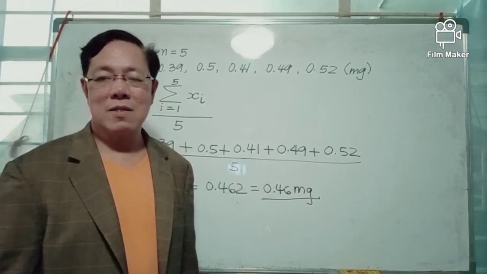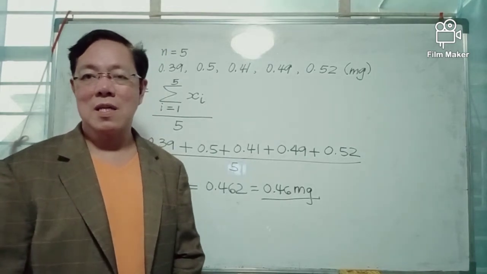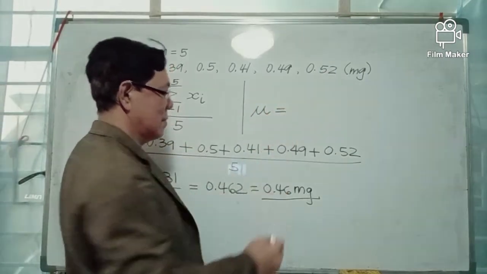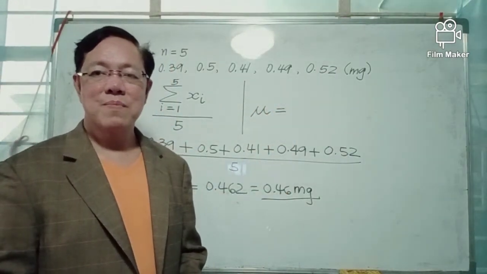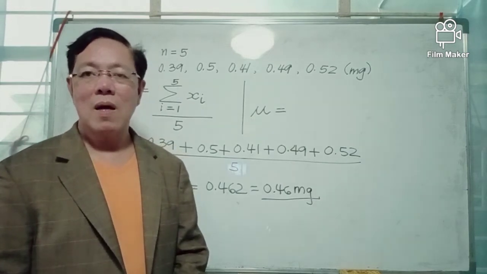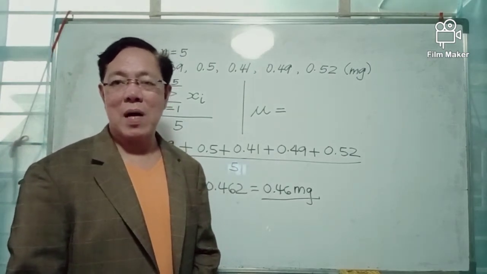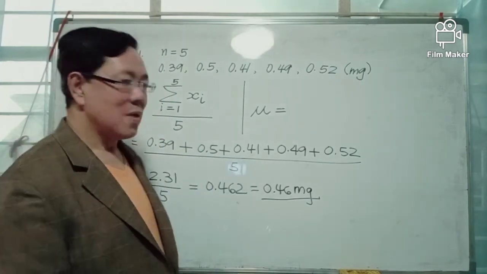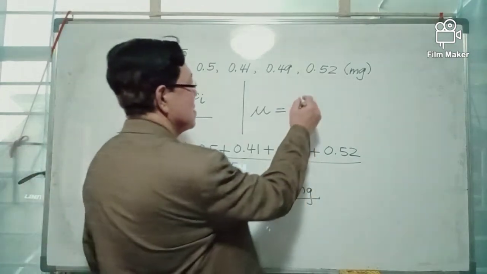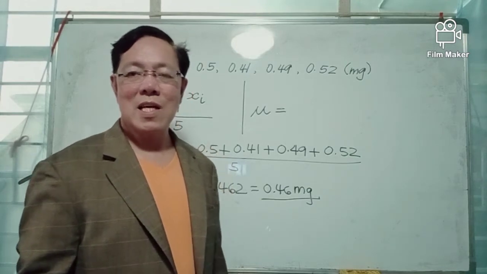data values are taken from a population, the mean is denoted by the Greek letter mu. And the method for obtaining the population mean is the same method used for obtaining the sample mean. We get the summation of the values taken from the population. We denote those values by x sub i. And for the summation of these values, we use the Greek letter sigma.